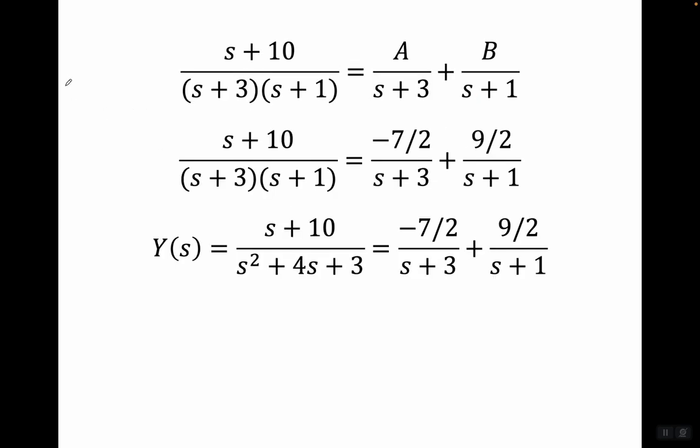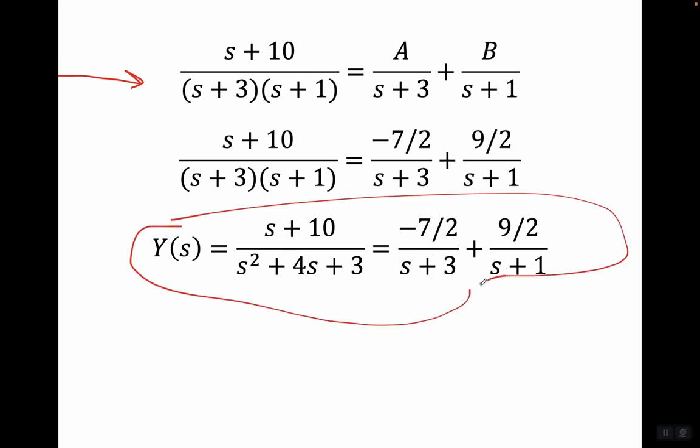Great. So we've seen that you can rewrite this fraction as A over s plus 3 plus B over s plus 1. In other words, negative 7 halves over s plus 3 plus 9 halves over s plus 1. So this is what Y of s looks like. Y of s equals this fraction. In other words, it's going to be negative 7 halves over s plus 3 plus 9 halves over s plus 1.